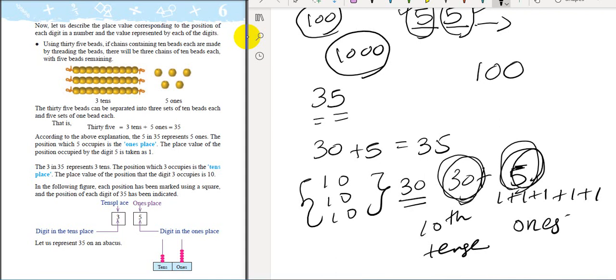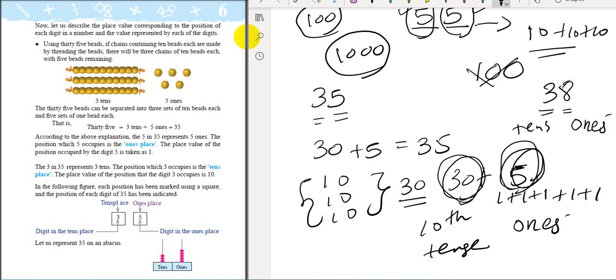For example, we will take 38. This is 8. How many ones are there? 8 ones are here. So the place value of this digit is ones. Here to take 30, we need 3 tens. So this is the tens place. So it's called tens.